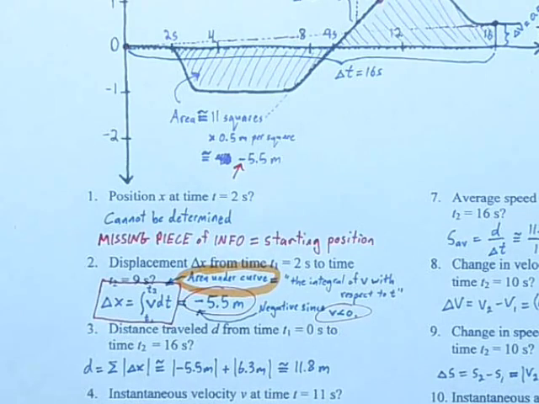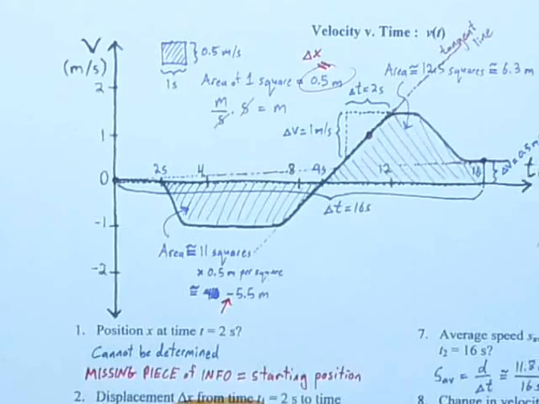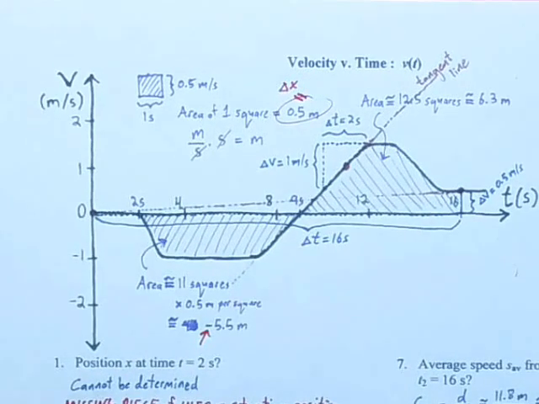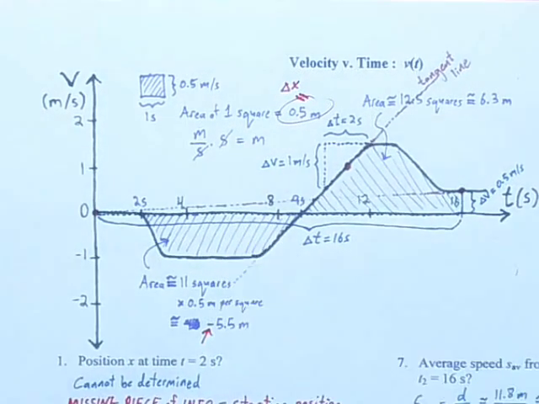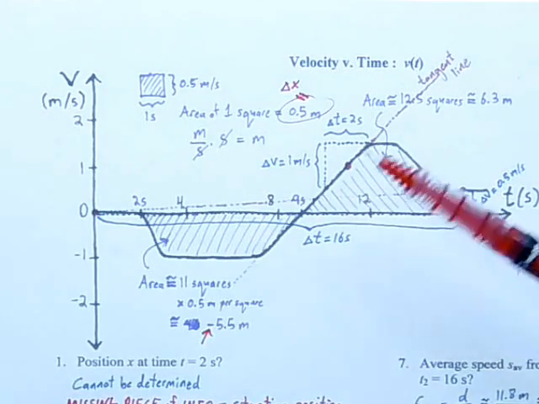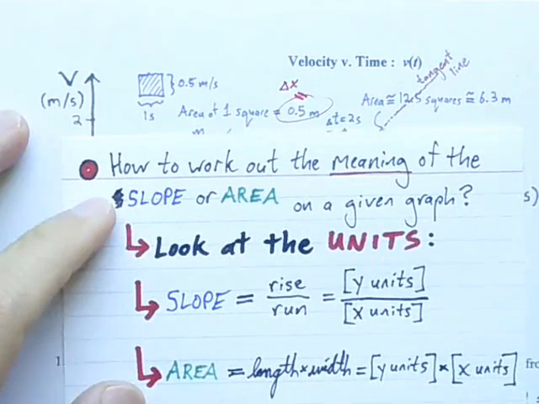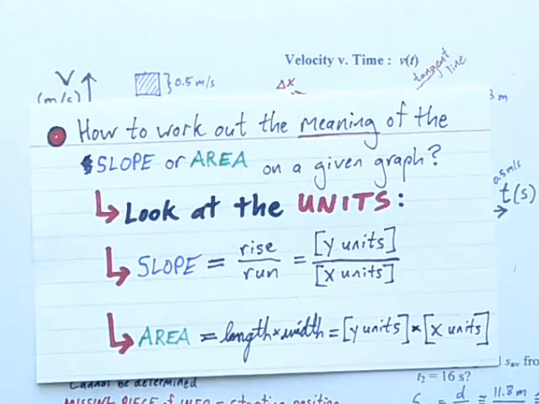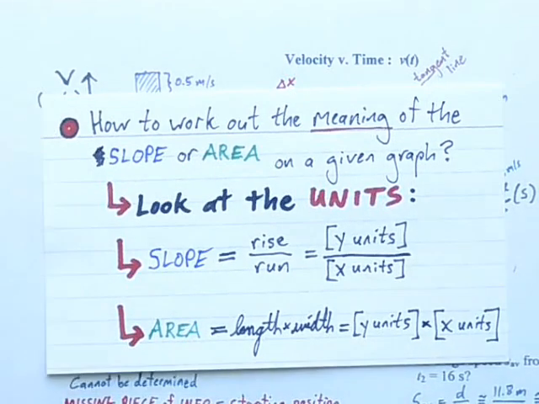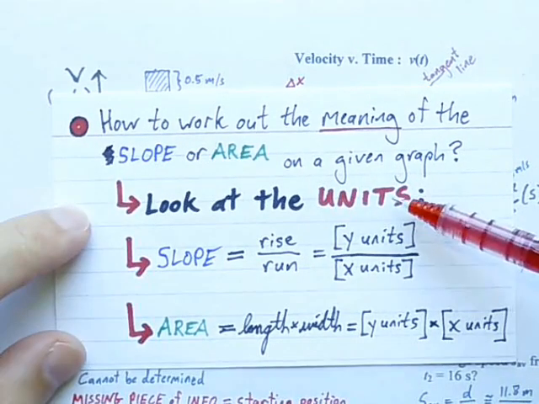Let's see, before we move on, I want to discuss what you do if you're looking at one of these graphs and you know that the area has a certain meaning, and maybe that the slope has a certain meaning, but you forget which is which or what the significance of the slope or area might be. So here's a general tip for how to work out the meaning of this slope or area on a given graph. I suggest you look at the units on the axes.